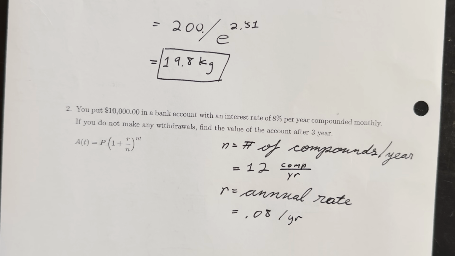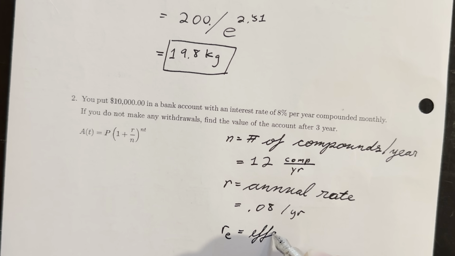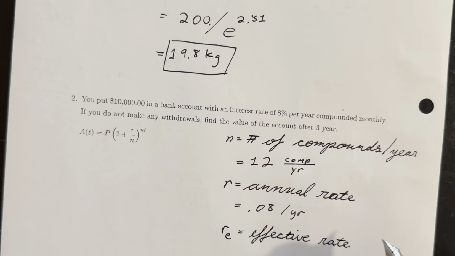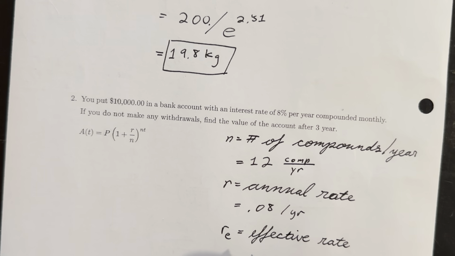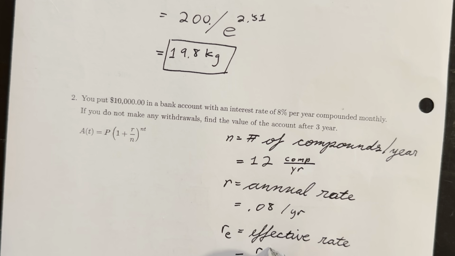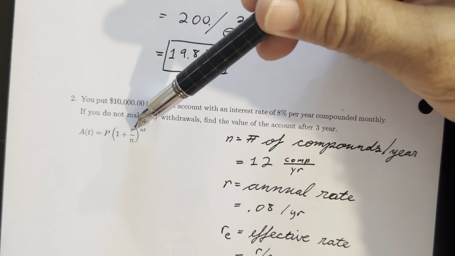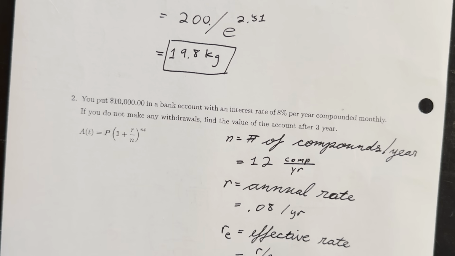Now, there's two different types of rates. You got the annual rate that we talked about. There's also the effective rate, RE, and that's just the rate per compound period. And that's found by simply taking the annual rate and dividing by the number of compounds. Note that the effective rate is built into the equation, R divided by N. So a lot of the times I'll calculate the effective rate beforehand, so that way I don't have to do so many inline calculations.